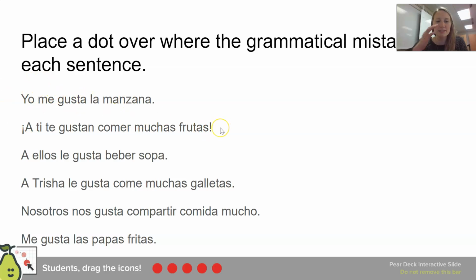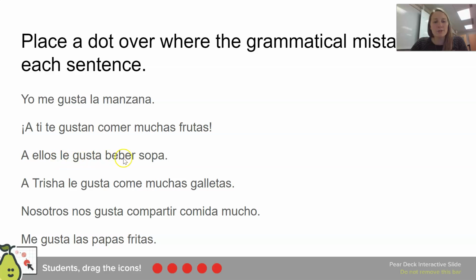What about this one? ¿A ti te gustan comer muchas frutas? The person who wrote this sentence probably picked gustan because what is being liked is a lot of fruits, but it's directly followed by an infinitive, right? So it would need to be gusta. A ti te gusta comer muchas frutas.